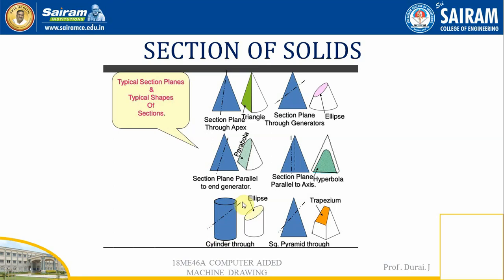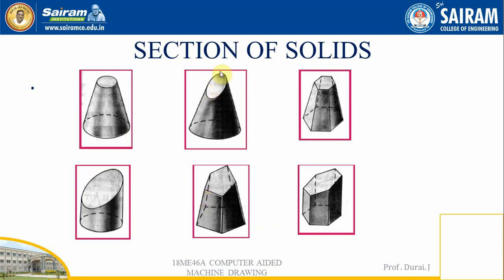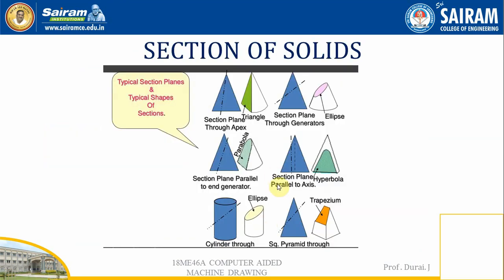So if you are getting it at an angle, it will look like an ellipse. That's what the previous drawing here is, the ellipse. Even here also it will look like an ellipse. In the square pyramid, this is the pyramid, if it is cut at a certain angle, we get a trapezium. Okay, trapezium.